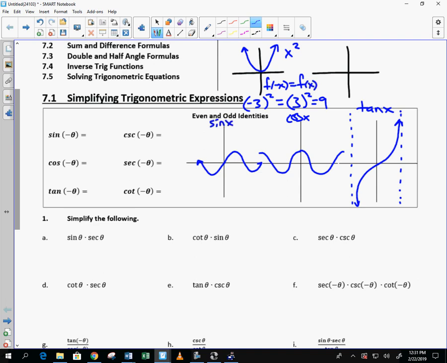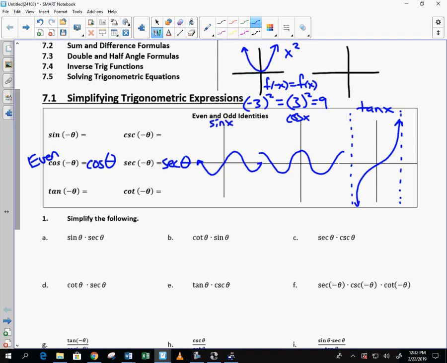One of these up here is even. Do you know which graph up here is even? The one that you can flip on the y-axis and it looks the same. Cosine of x. Cosine of x is even. So therefore, we learn that cosine of a negative angle is the same as cosine of a positive angle. And secant works out the same. Secant of a negative angle is the same as secant of that positive angle. They are both what we call even functions.